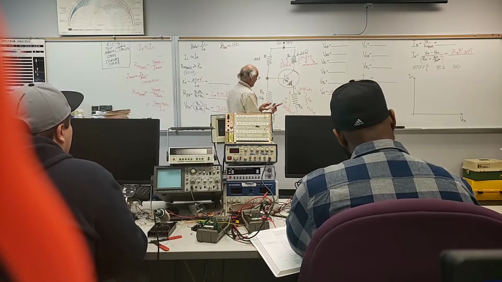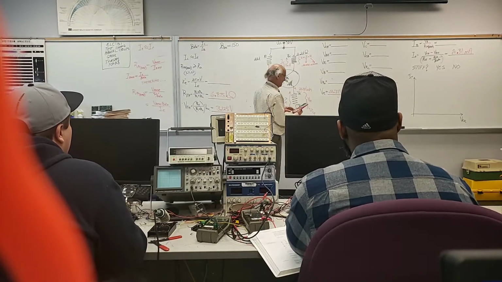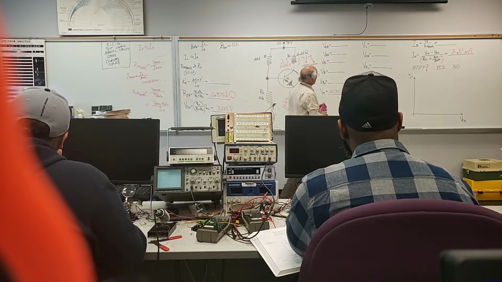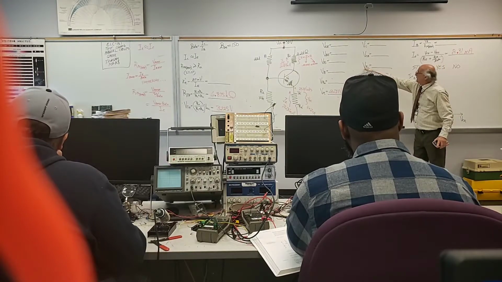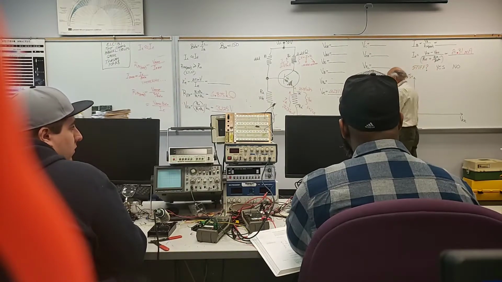0.00231 times 2,200 gives me 5.082. Okay, so I know the voltage across the collector resistor, so therefore that goes right here. The voltage across the collector resistor is going to be 5.082.